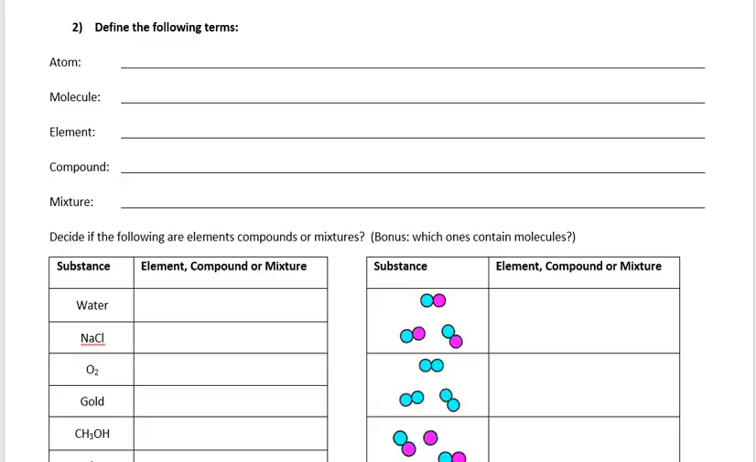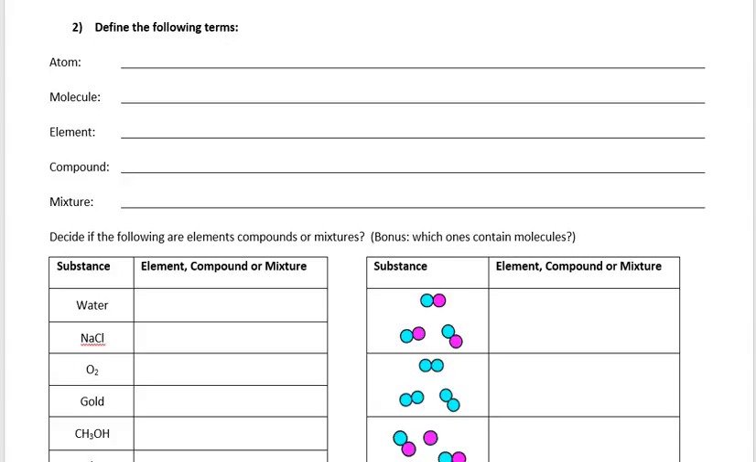Okay, question 2. Define the following terms. Now, I'm not going to write them in, but I will explain what they are. So an atom is the basic unit, the basic thing that all substances are made out of. So they're a tiny particle that is made out of protons, neutrons, and electrons. So the two key ideas I'd hope to see in here is that you're basically saying they're a tiny particle that make up all the substances around us, and that they're made out of protons, electrons, and neutrons.